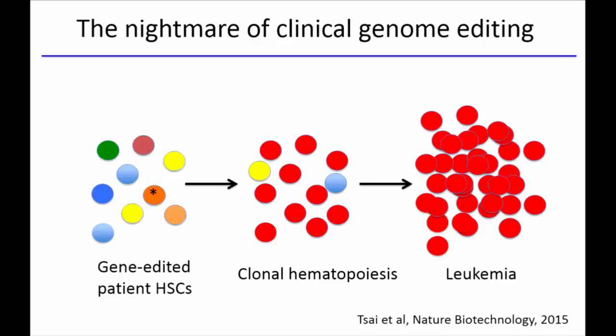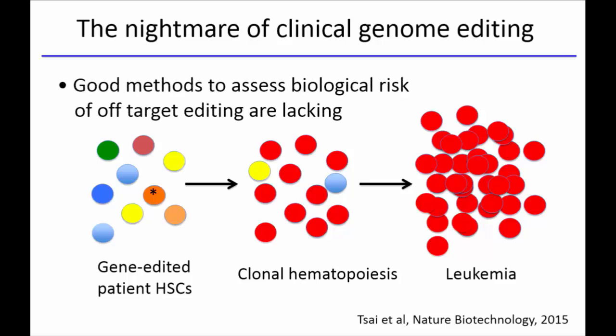But there's probably many other places in the genome that you could target that could do this. So it's low likelihood but high significance. And the problem is good methods to detect this are lacking. This is a real problem in the field. People are worried about it, and people are working on it, but it's a hard thing to detect.